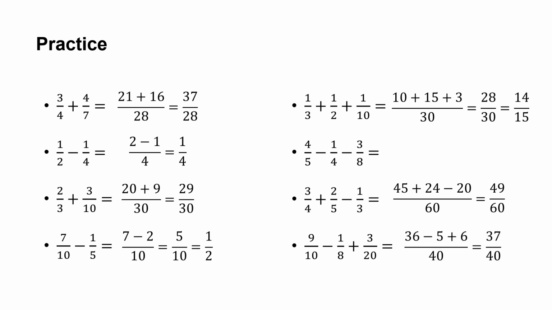Moving on, to the last one, 9/10 minus 1/8 plus 3 over 20 is going to give us 36 minus 5 plus 6 over 40. This is 37 over 40. And then lastly, we have 4/5 minus 1/4 minus 3/8. This is going to be 32 minus 10 minus 15 over 40, which is 7 over 40.